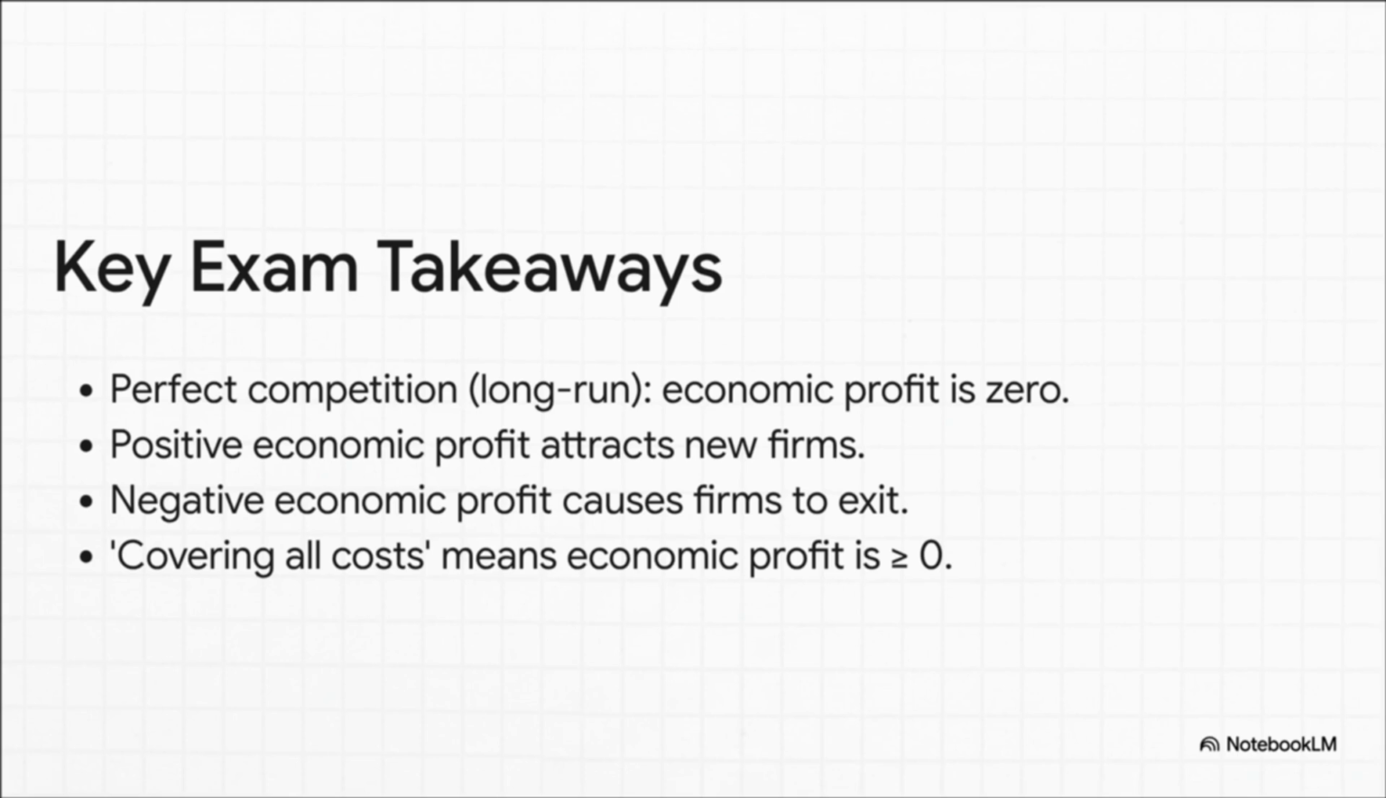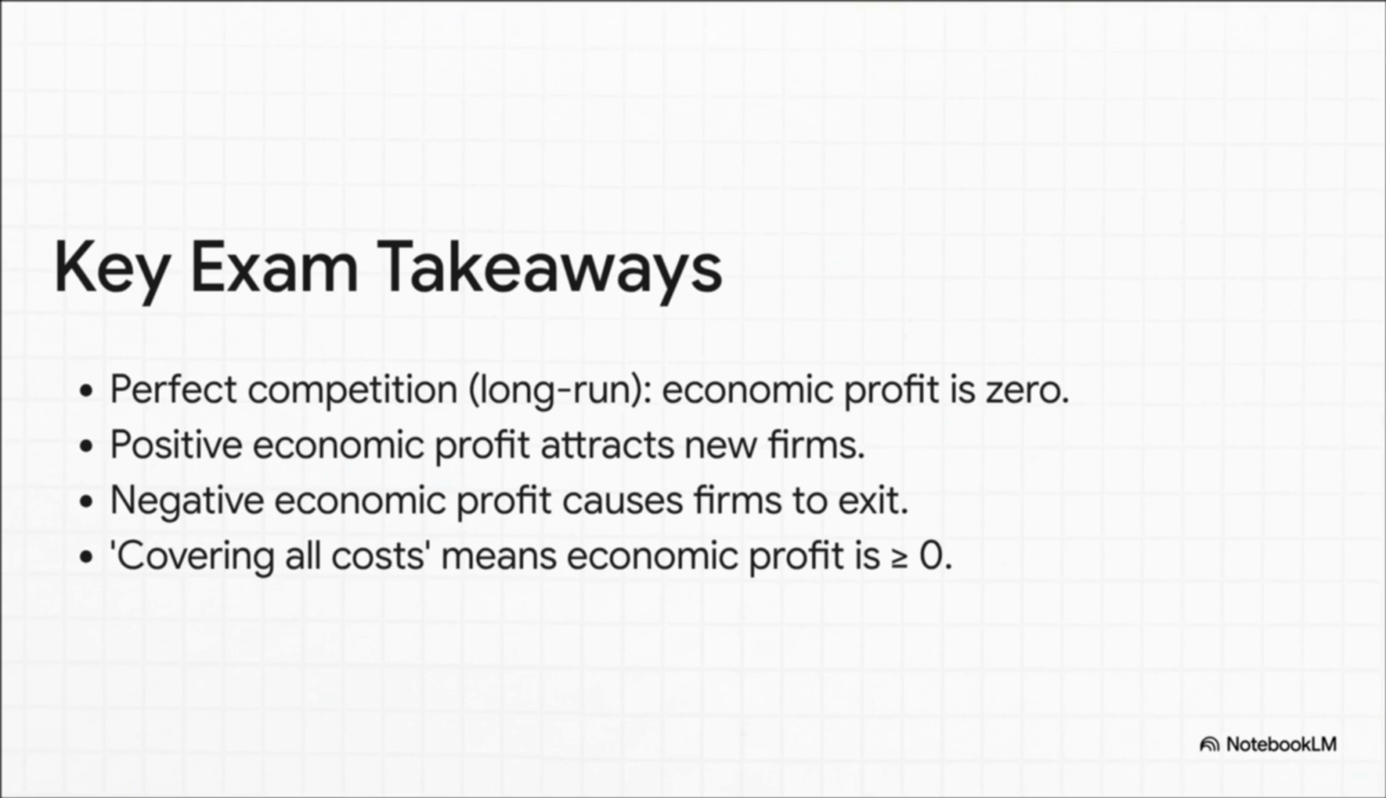First, in a perfectly competitive market, in the long run, economic profit always gets driven down to zero. Always. Why? Think about it. If firms are making a positive economic profit, they're doing better than their next best alternative, that's like a giant flashing sign saying, come make money here. New firms will rush in, supply goes up, prices fall, and poof, the profit disappears. The reverse is also true. If economic profit is negative, firms will start to leave.